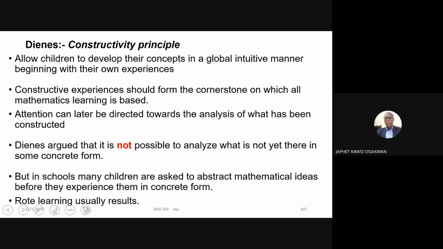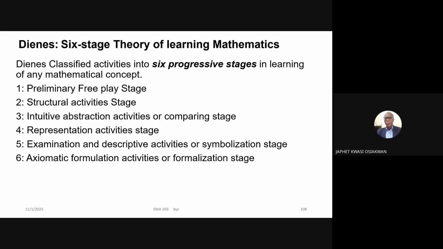When we follow these things, I think we will help our students very well. So these are the six stages of Dienes. Yes, this one too, I'll not waste time on them. These are the six stages. I think basically, if you put the stages together, we see that we have three. We have the free play, we have the structured, and then we have the formal. But these are the stages that he came out with.